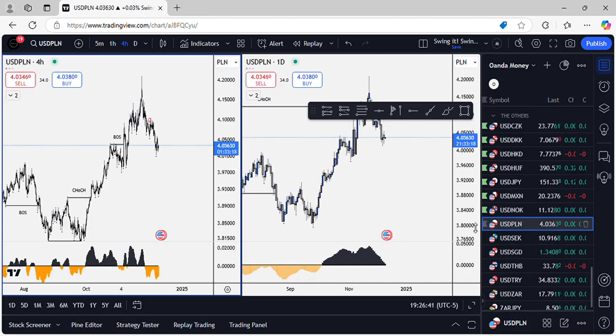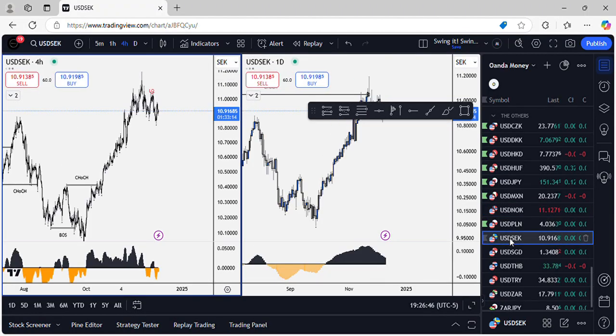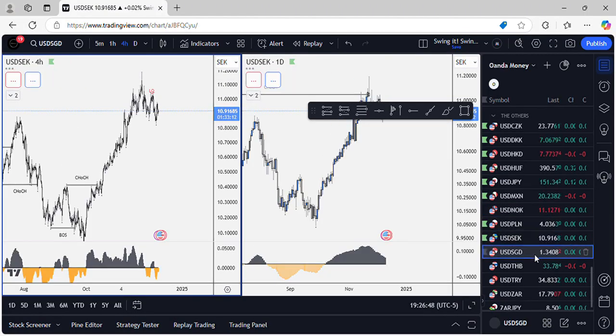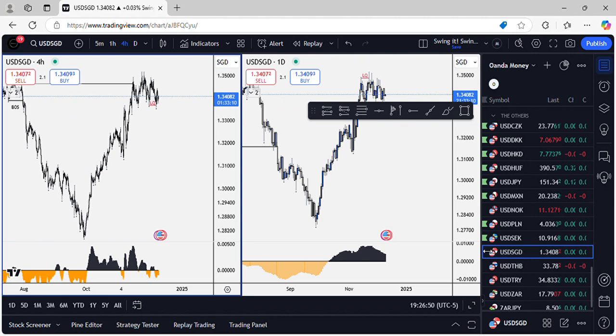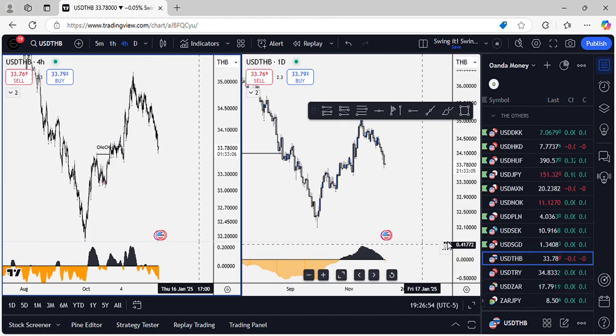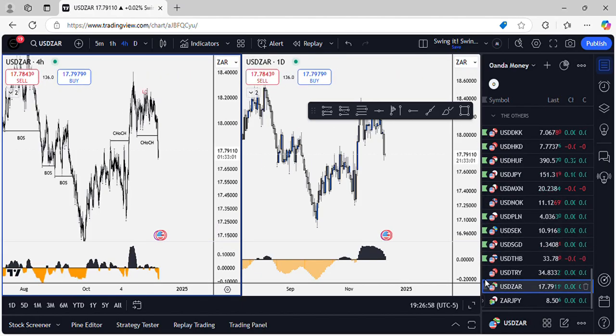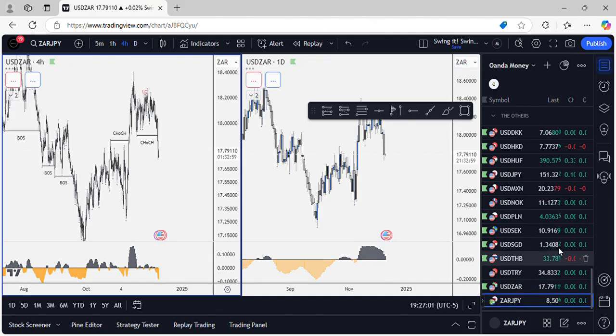Wait, what's this? This is an option. What's this? This is not an option. What's this? An option. Option. Starting to turn down, but let's see what it is. USD TRY, not an option. Very volatile, but we're going to see.